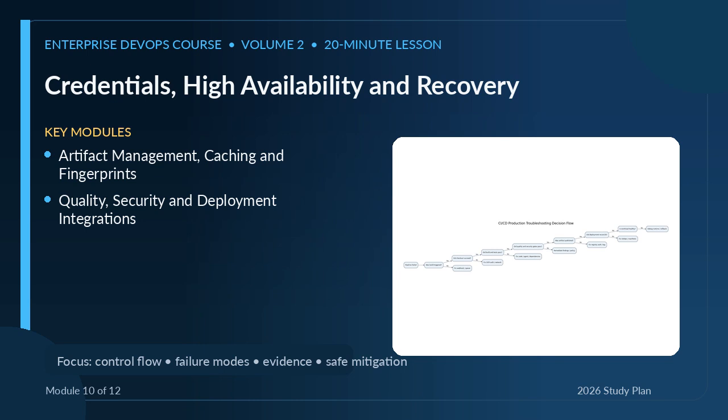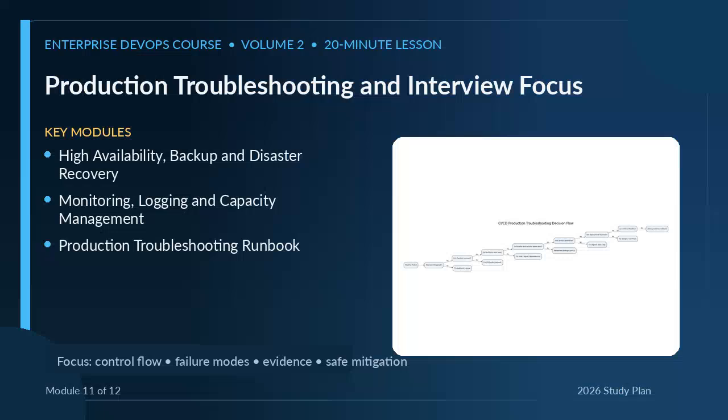From a senior engineering perspective, connect these mechanisms to availability, security, scalability, and change management. In an interview, explain the design choice, the most likely failure mode, the evidence you would collect, and the safest mitigation before making a permanent correction.